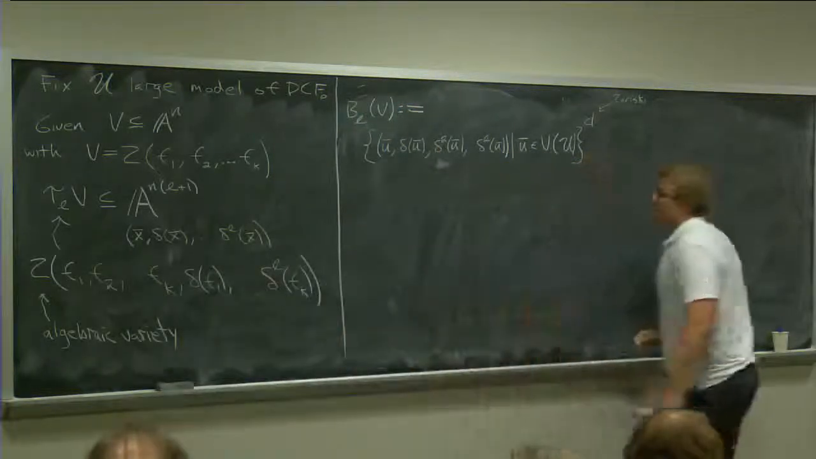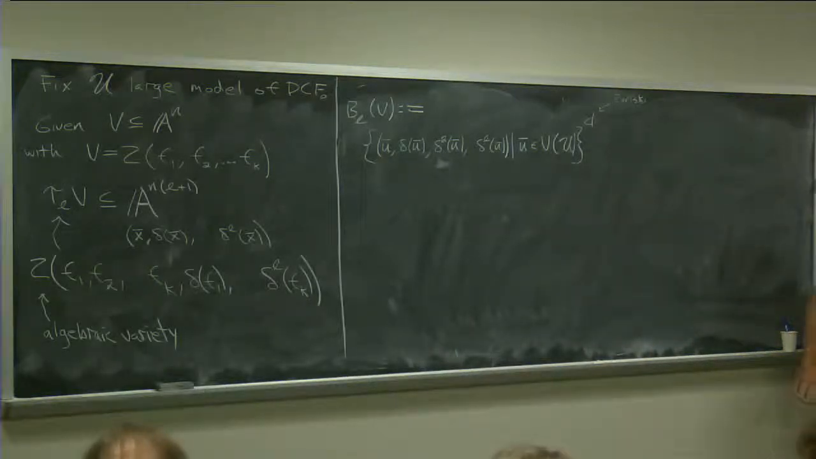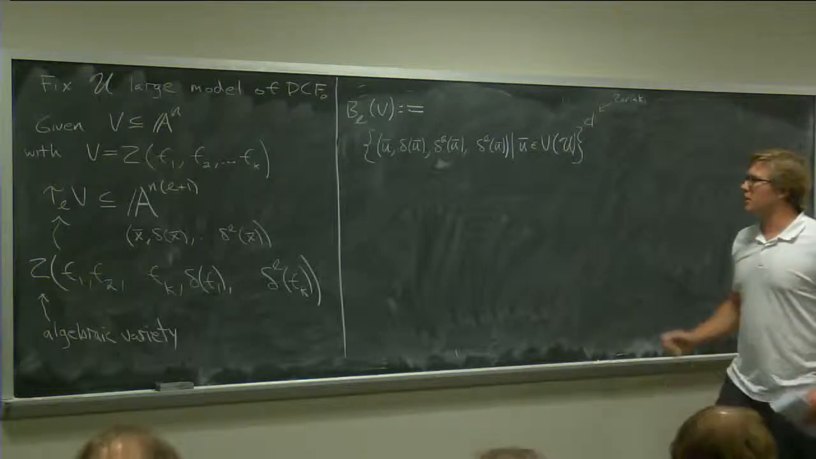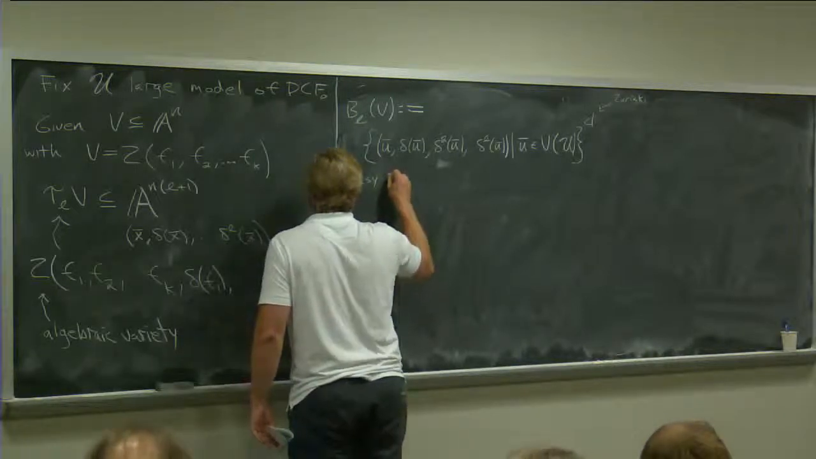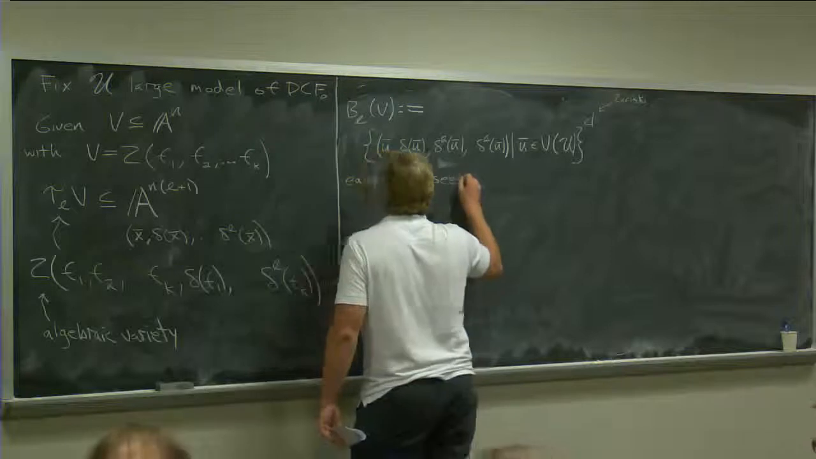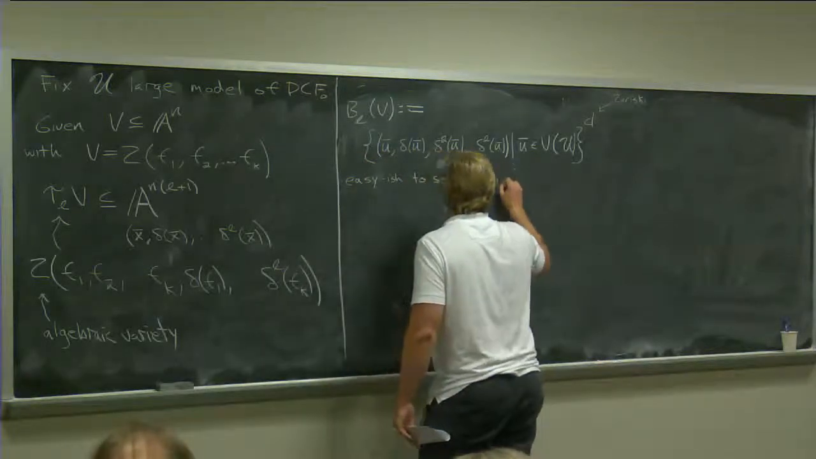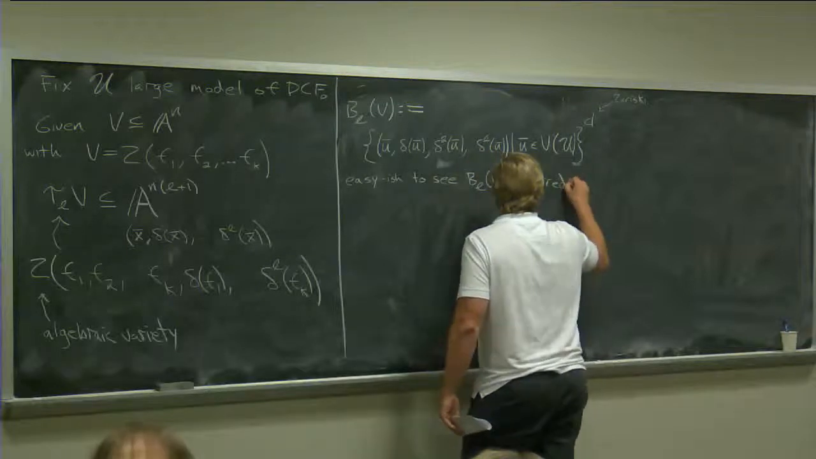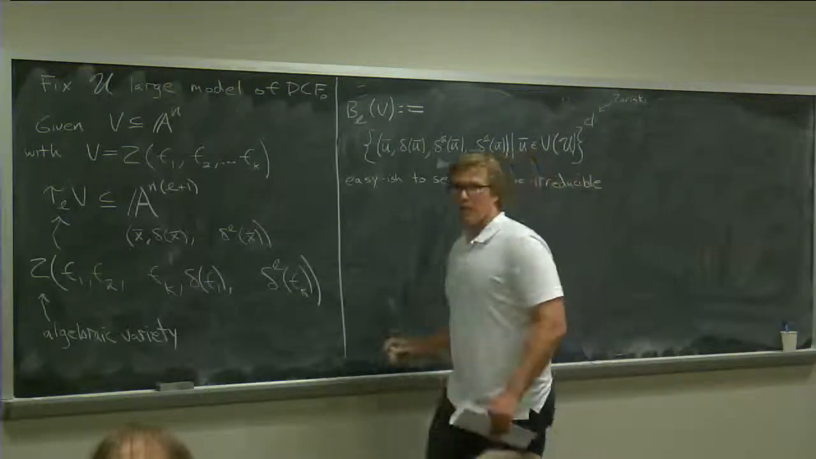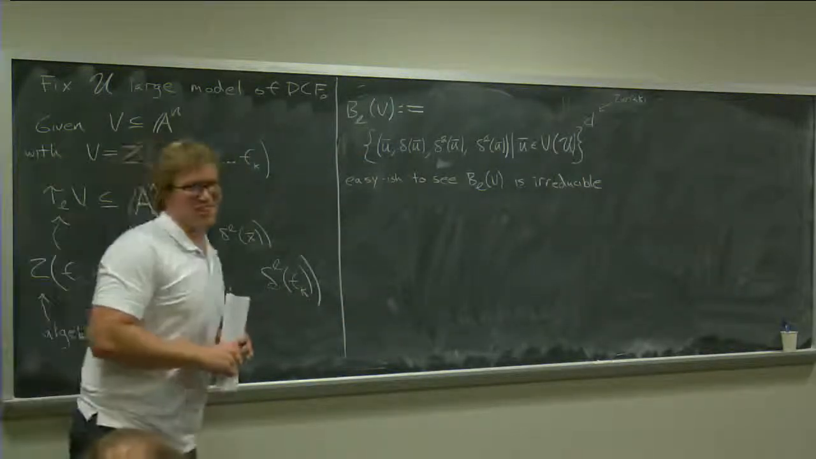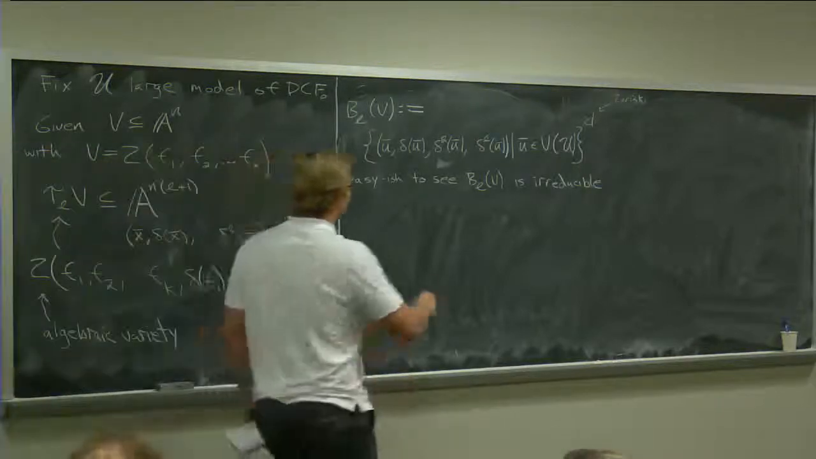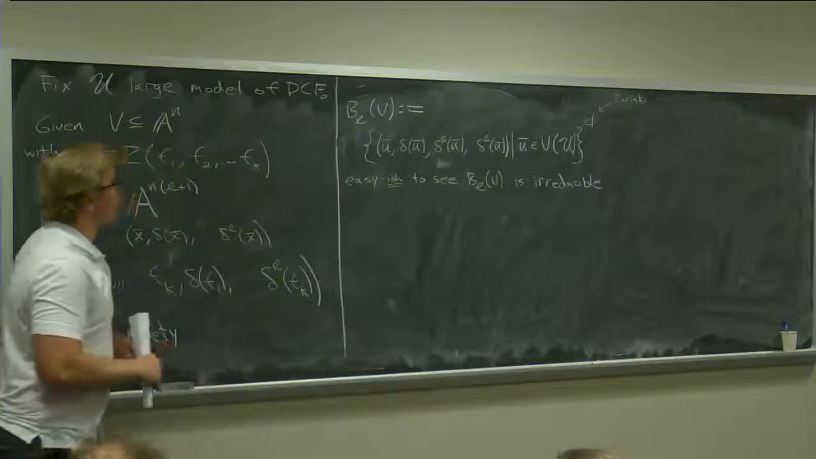Okay, and so you might ask, what are the good things about this? Well, the good thing is that this is irreducible. So it's easy to see B L of V is irreducible. Not without the quotient theorem, of course. Assuming the quotient irreducibility. That's the ish. Okay, so how do you see that?